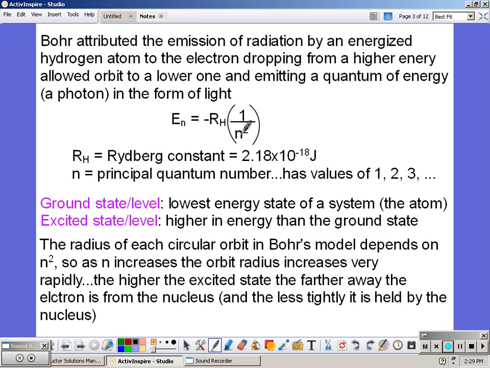The ground state is the lowest state of the system, and when we say system, we're talking about the atom. The excited state is higher in energy than the ground state. The radius of each orbit in Bohr's model depends on n squared. So as n increases, the orbital radius increases very rapidly. The higher the excited state, the farther the electron is from the nucleus, and the less tightly it is held by the nucleus.